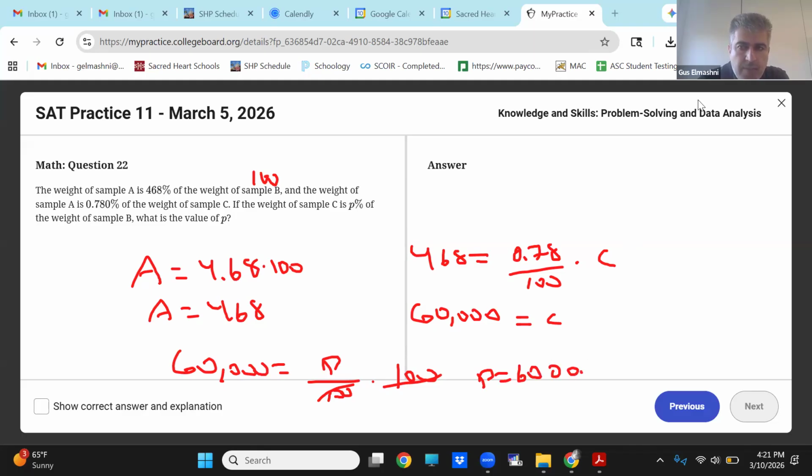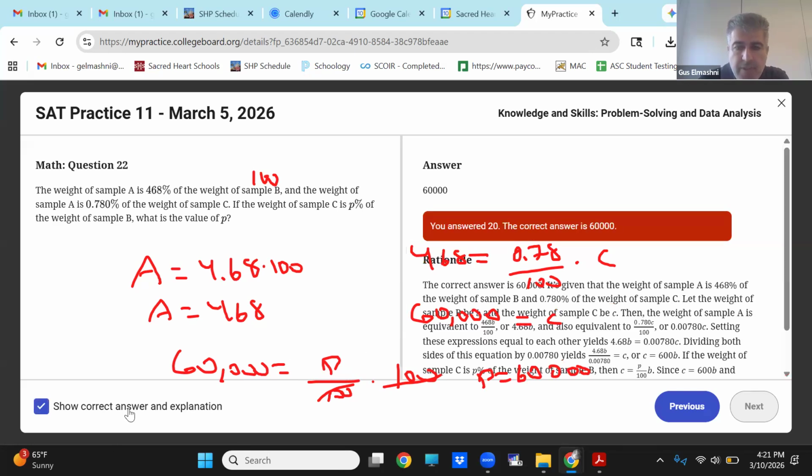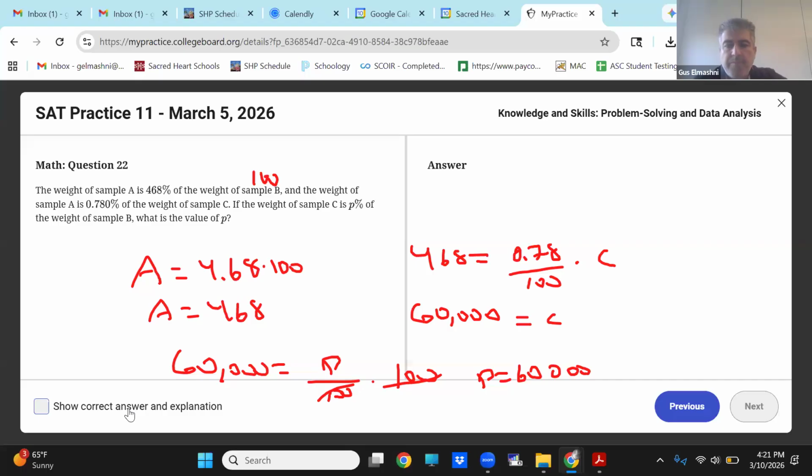And by the way, if you chose different numbers, like a higher number for B, A gets higher, or a lower number for B, A gets lower. It's all relative. It's all percentages, all ratios. So you get 60,000 for that one.